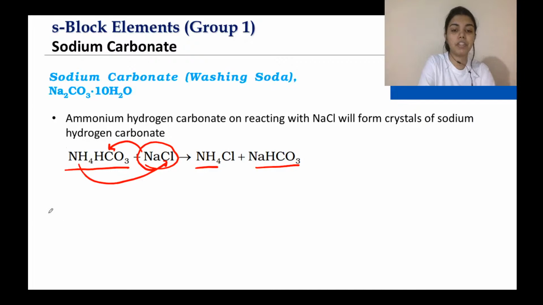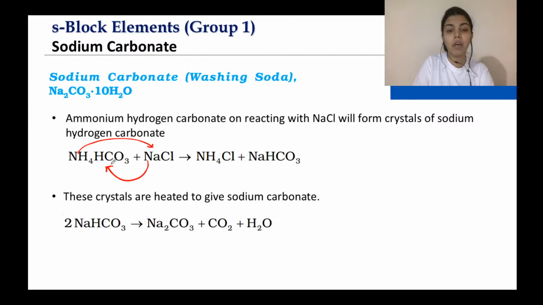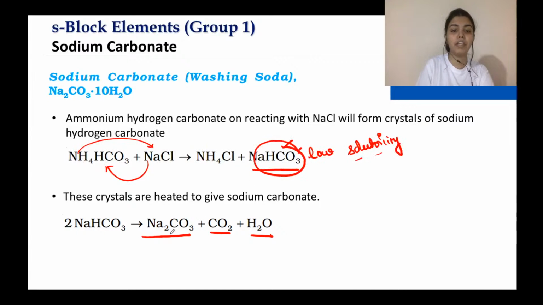You can remember this reaction this way, that a double displacement kind of reaction is taking place here, where the cation is taking the anion of the other one, and here also the cation is taking the anion of the first one. Okay, now this sodium bicarbonate has low solubility in water, right? So these crystals are heated to give you what? Sodium carbonate plus CO2 plus H2O. Right, so this is how you can form washing soda.